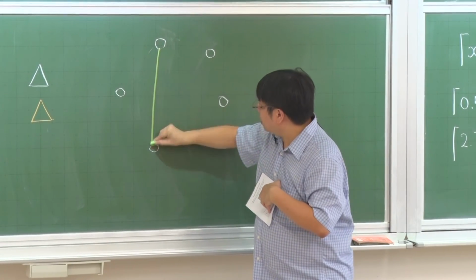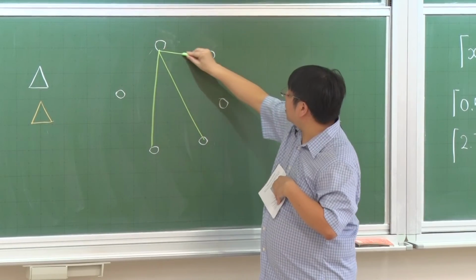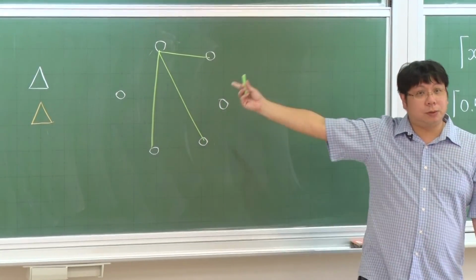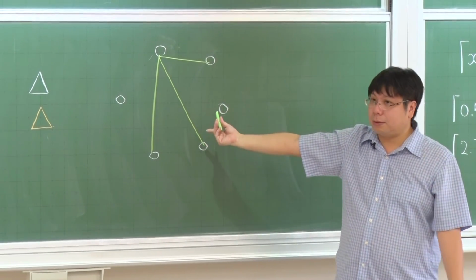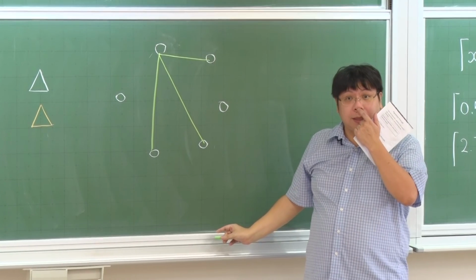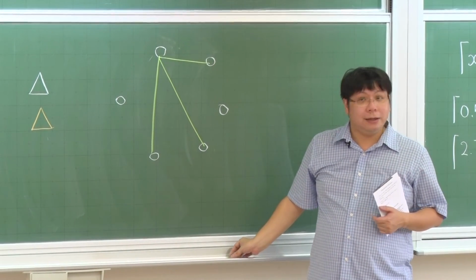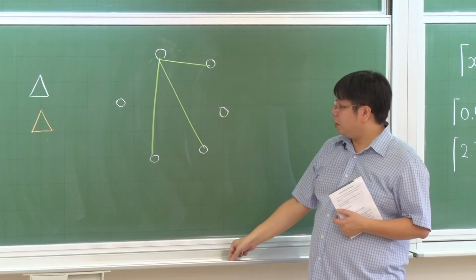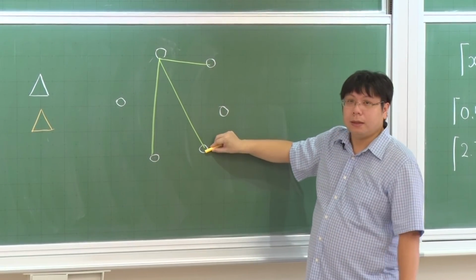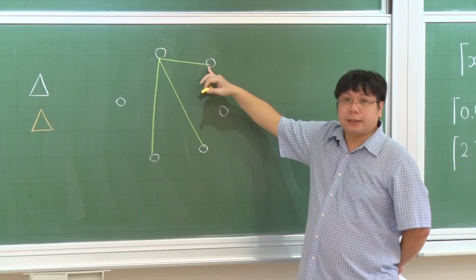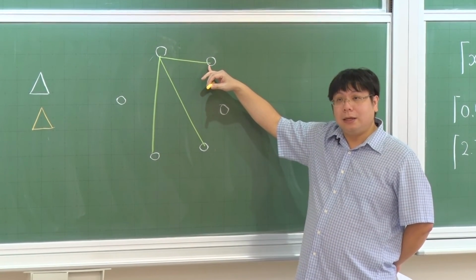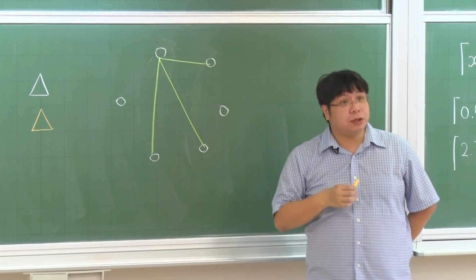So maybe this one and this one are using the same kind of color. I'm using green here because I don't know whether it is white or orange. But I know that a certain kind has appeared 3 times or more. Is that okay? So let's take a look at these endpoints. If these 2 are joined by the same color, green, then we have a green triangle.